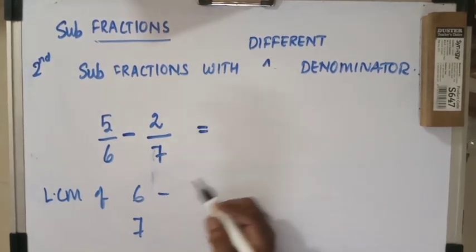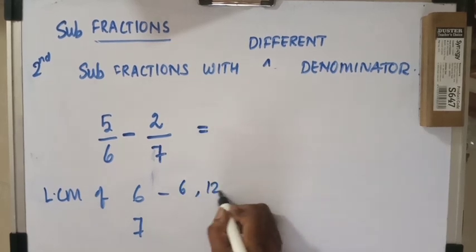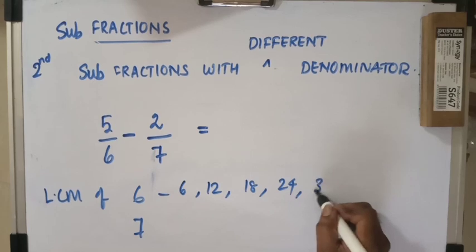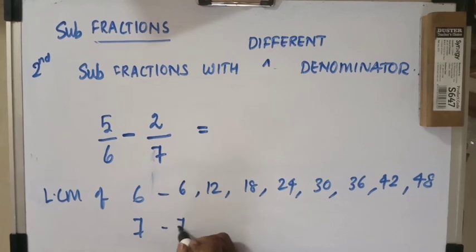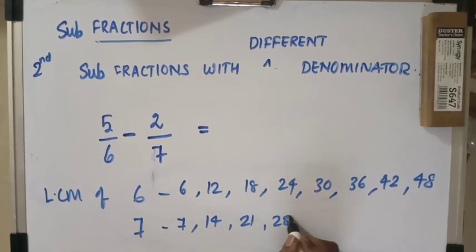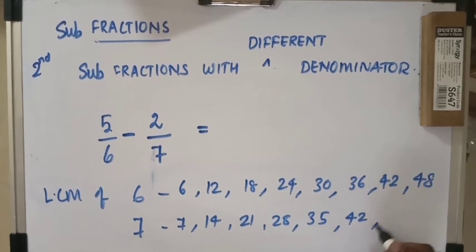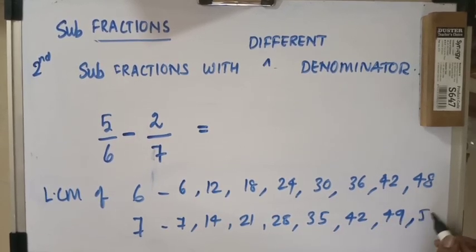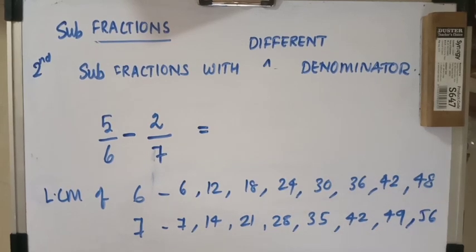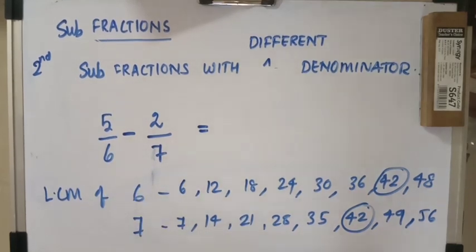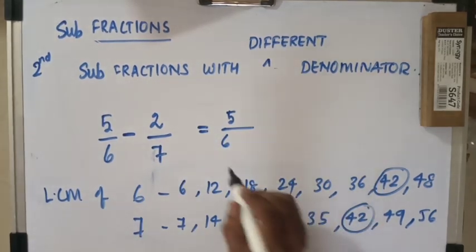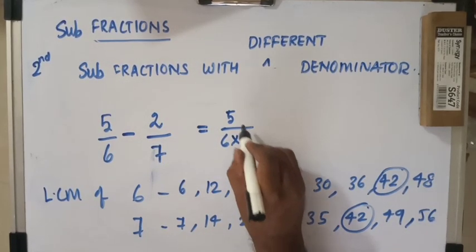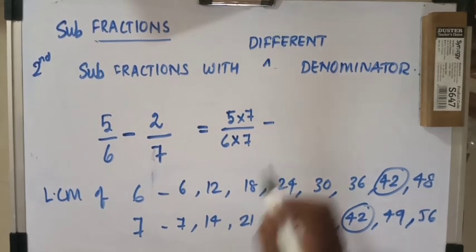So 6 table, you'll keep on writing the table of 6. So now children, which is the least common multiple? 42. That means what I'll do, I'll convert the denominator to 42. How I'll convert 6 into 42? 6 to 42, I'll multiply 6 by 7. So if I multiply the denominator, I'll have to multiply the numerator also.